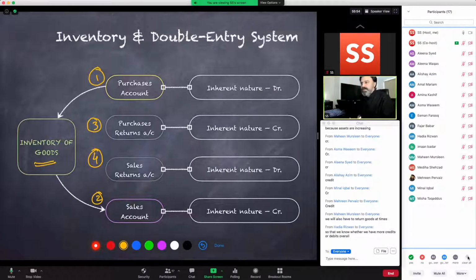Let me explain what Hadia's answer there is in the chat box. The purpose of this inventory is to calculate profits. How do we calculate profits? We need to keep a separate detailed record of everything that will affect your profit.